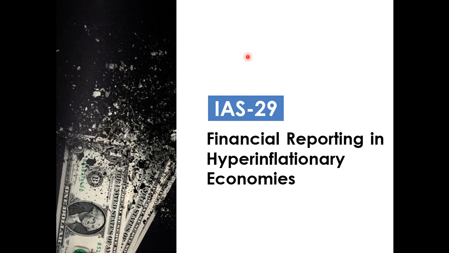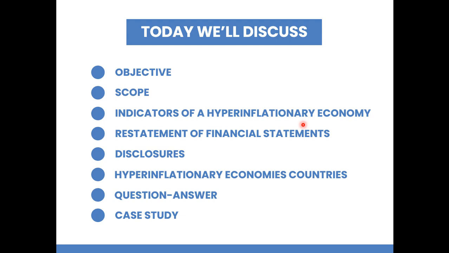Hello everyone. Today I will discuss IAS 29, which is financial reporting in hyperinflationary economies. So today we will discuss the objective of IAS 29, the scope of IAS 29, some indicators of a hyperinflationary economy, the restatement of financial statements, some disclosures, hyperinflationary economy countries, and last, some question and answer and a case study to understand this IAS and its application.